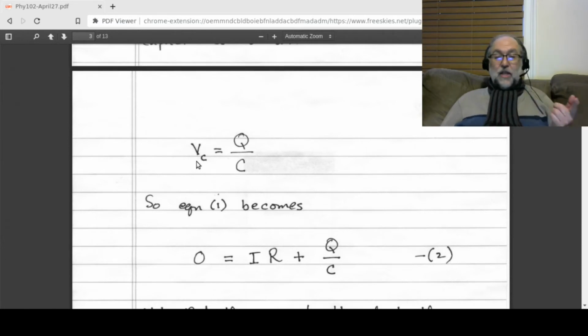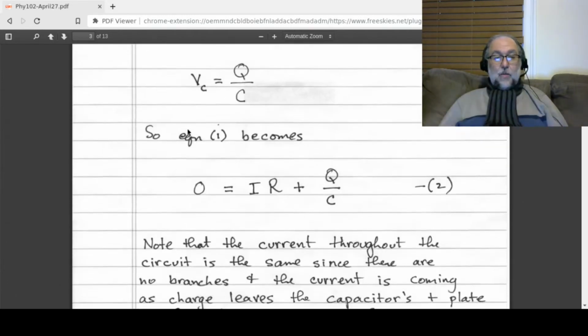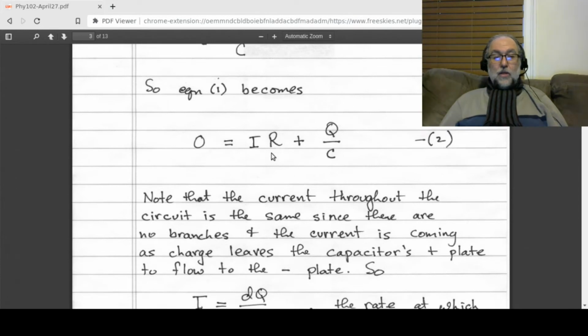Just rearranging that equation, you can write that VC is going to equal Q over C. So the potential across the capacitor is the charge on the capacitor divided by its capacitance. Substituting both of those into equation 1, we get the following. This one was VR, and using Ohm's law, it's now IR. This one was VC, and using the definition of capacitance, it's now Q over C.